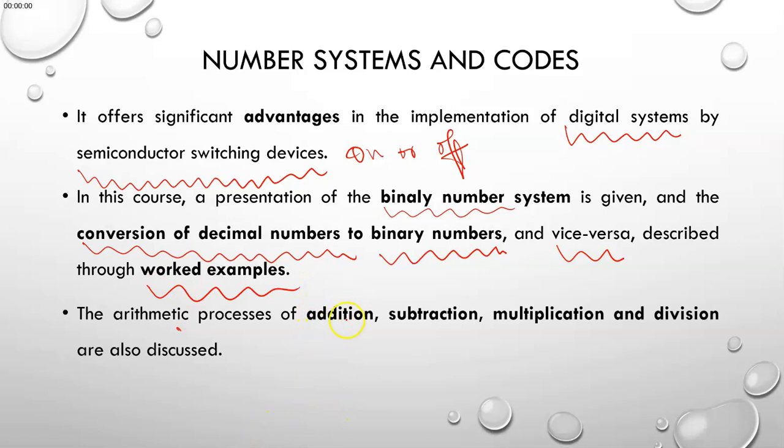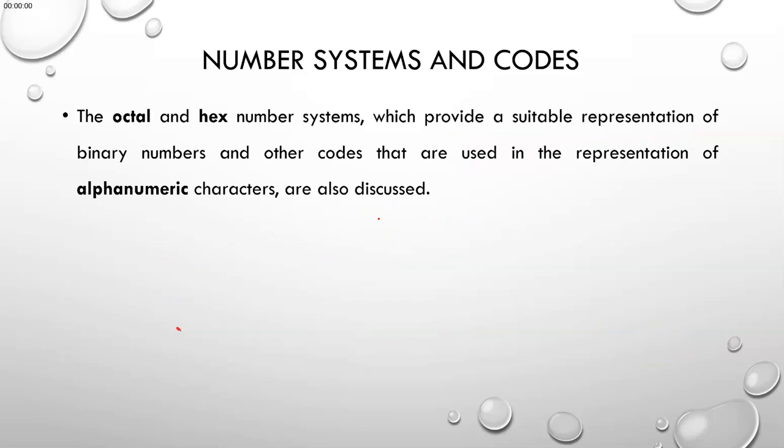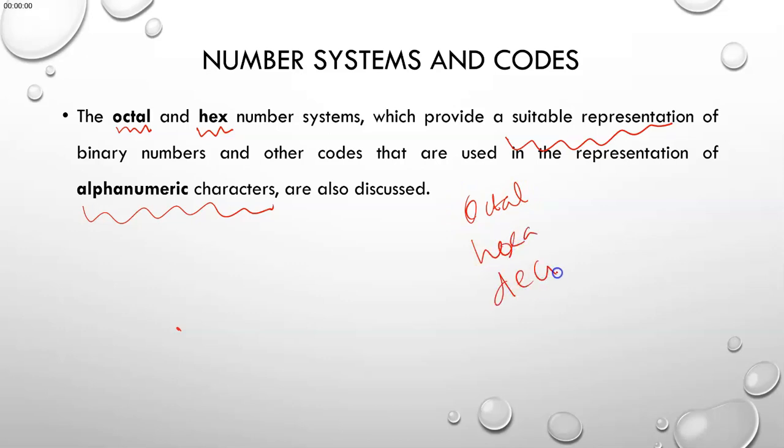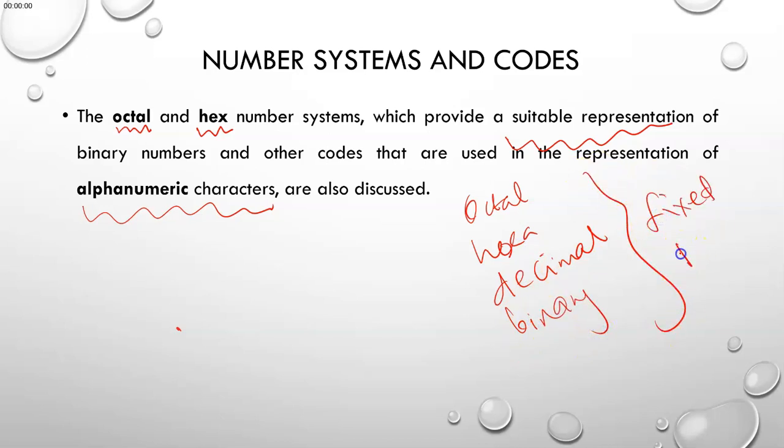As we know, arithmetic operations involve addition, subtraction, multiplication, and division. And therefore we are going to be looking at how we can perform those operations in the binary number system, plus some additional number systems such as the octal number system and the hexadecimal number system, which provide a suitable representation of binary numbers using alphanumeric characters. So the number systems that we have mentioned, that is octal, hexadecimal, decimal, that we know very well, and binary, are called fixed point number systems, and they are very useful for normal operations.